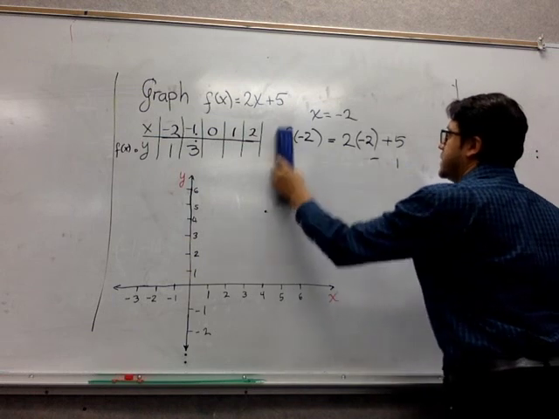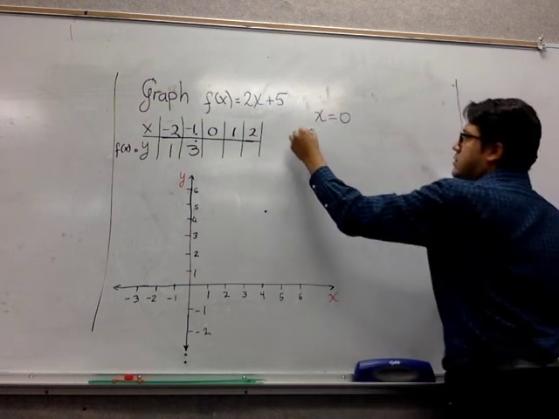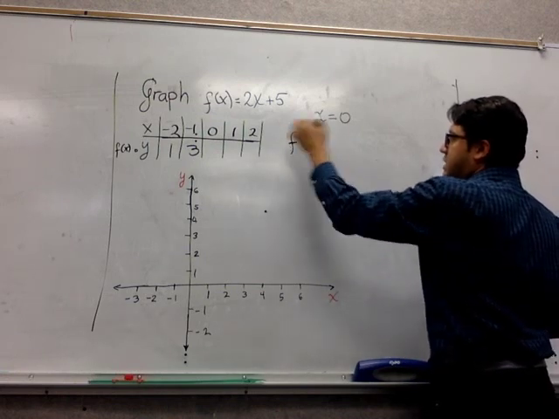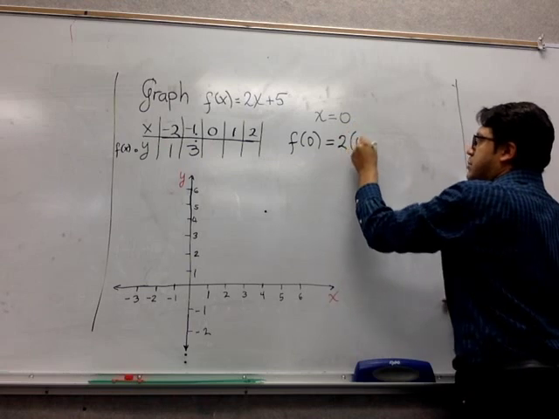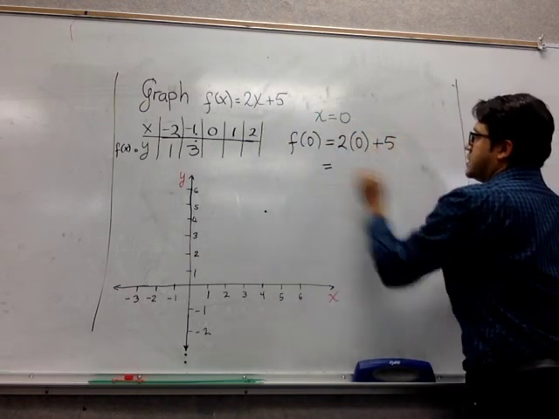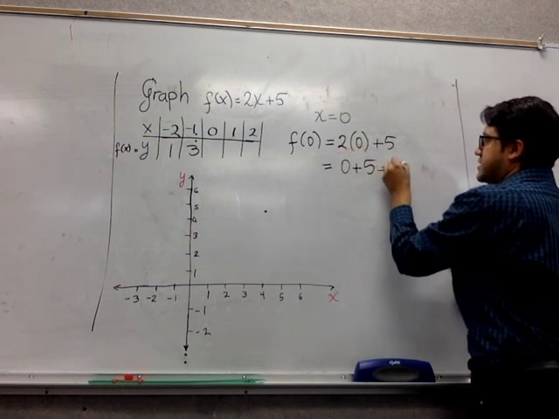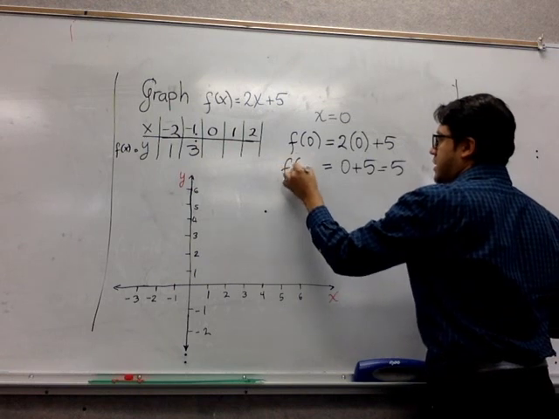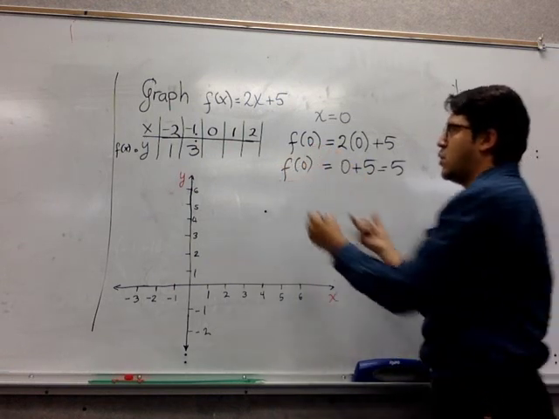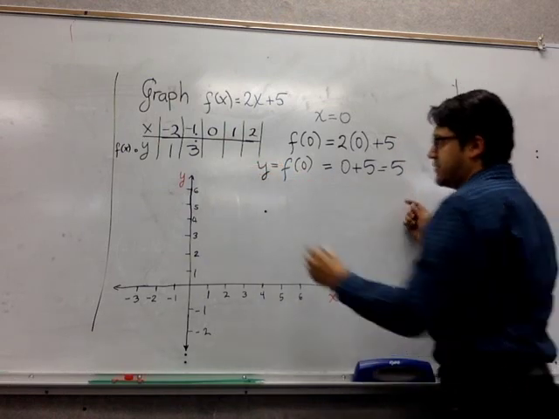I'm going to erase this. And we have, when x equals 0, what is the output? What is f of 0? This is 2 multiplied by 0 plus 5. This is 2 times 0 is 0, plus 5. That is 5. In other words, when the input is 0, the output f of 0, or you can also say this is y, the output is 5.